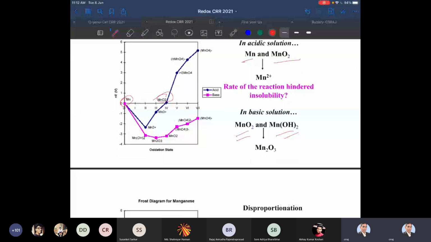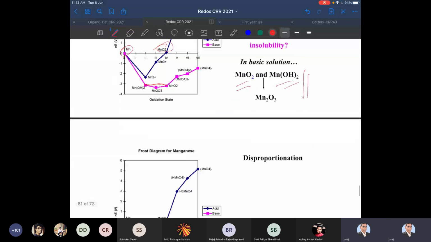Already somebody mentioned this. MnO2 and Mn(OH)2, here you have it. It will undergo a facile reaction. So you should read very carefully looking at the diagram. Disproportionation reaction we already mentioned; we don't need to write it.